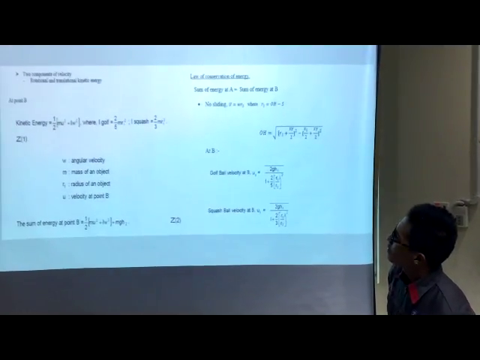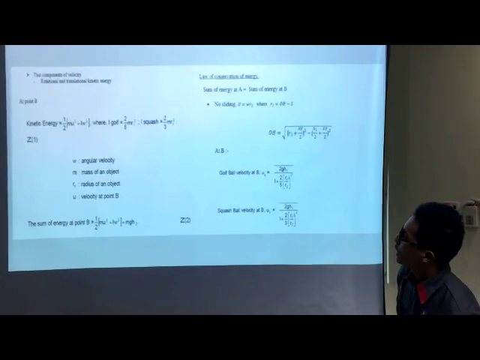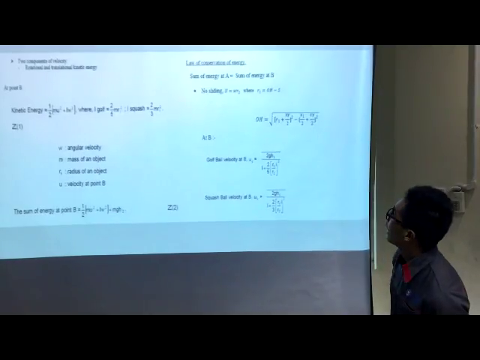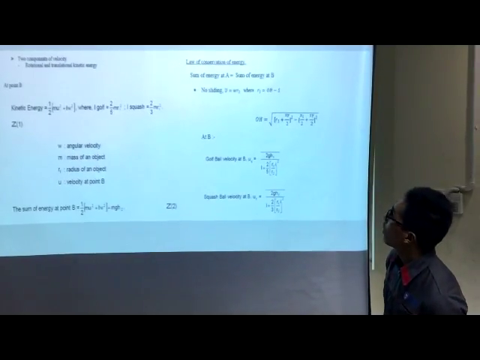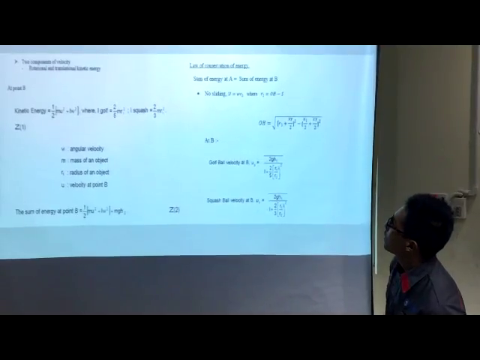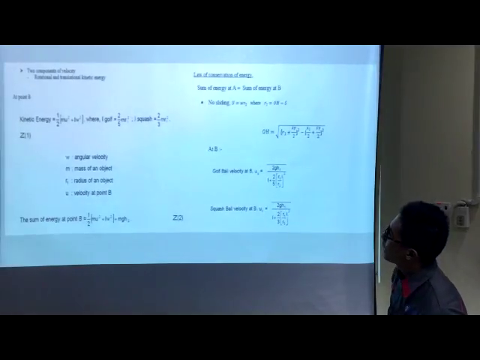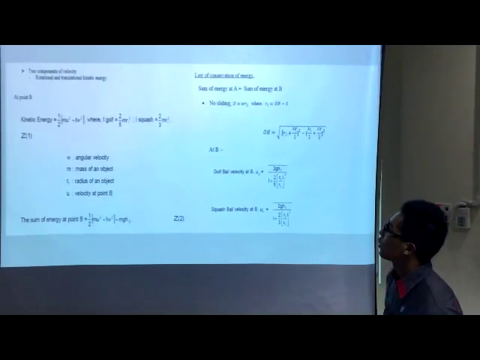Okay, this is how we calculate the kinetic energy of the golf ball and the other ball, and how we calculate the conservation of energy by using the law of conservation of energy, which is the sum of energy at point A is equal to the sum of energy at point B. So this is the formula that we use.